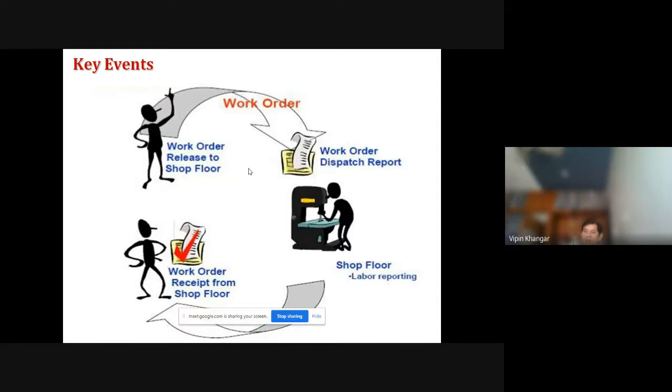Now you have gone with the word work order just in the definition. So these are the key events that take place in the shop floor activity. Basically, the order leads to the shop floor. Work order matlab kya hota hai?